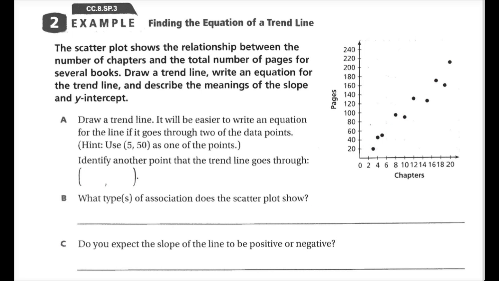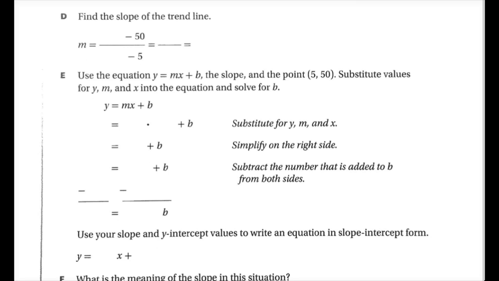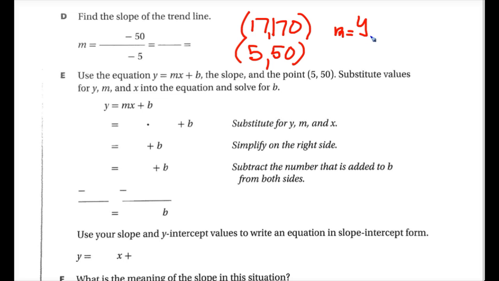Okay, and then let's look at number 4. Look at D and E. So D and E is where we're going to take our point 17,170 and the point 5,50, and we're going to start working with those 2 points here. So D, find the slope of the trend line. So what we're looking at here is, again, reaching back into your memory. If I have 2 points, the slope is y2 minus y1 over x2 minus x1. That's how we find the slope if we have 2 points.